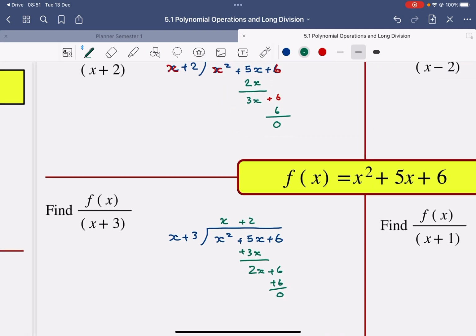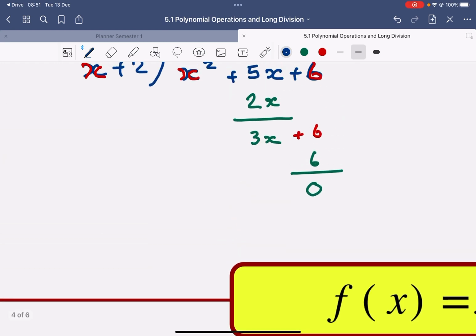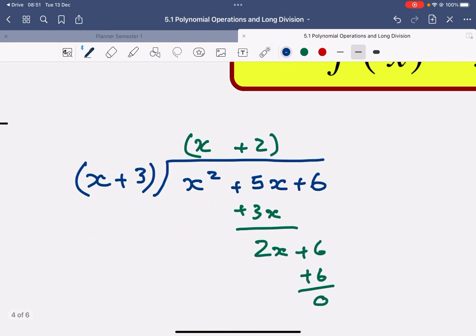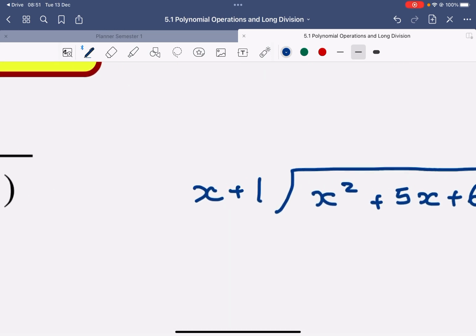Now here's an interesting thing. See how we've actually got x plus 3 and x plus 2 here? These are my two factors, and it happened here as well. What's happening is if I can divide one factor in, it will give me all the other factors up here.